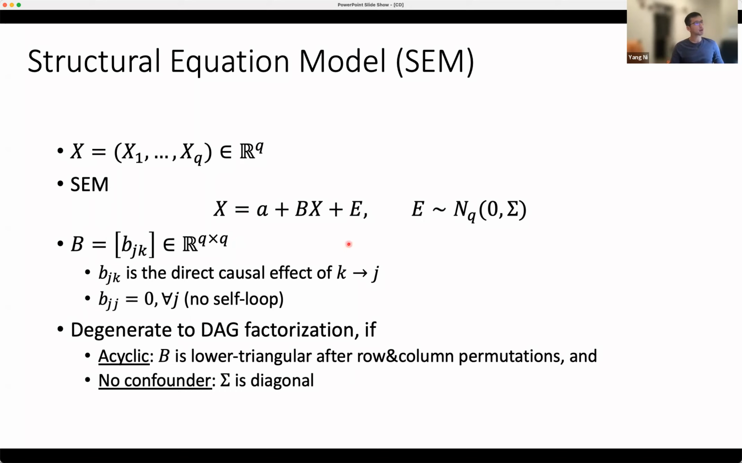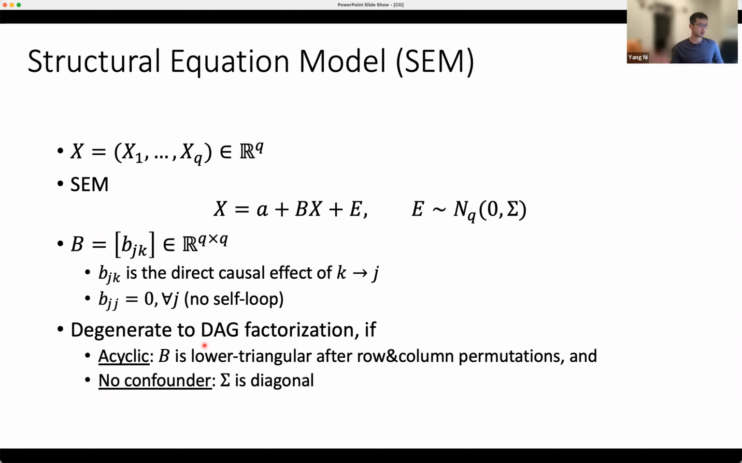Like I said, this structural equation model would degenerate to the DAG factorization that we saw earlier in this talk if we make the following two assumptions. One, the graph is acyclic, or in other words, the B matrix is lower triangular after row-column permutation. That is equivalent to the acyclic assumption. Second, no unmeasured confounders, or equivalently, the covariance of the errors is diagonal. If the covariance is not diagonal, then there are correlated errors, so the diagonal assumption is the no-confounder assumption. Under these two assumptions, this structural equation model will degenerate to a DAG.